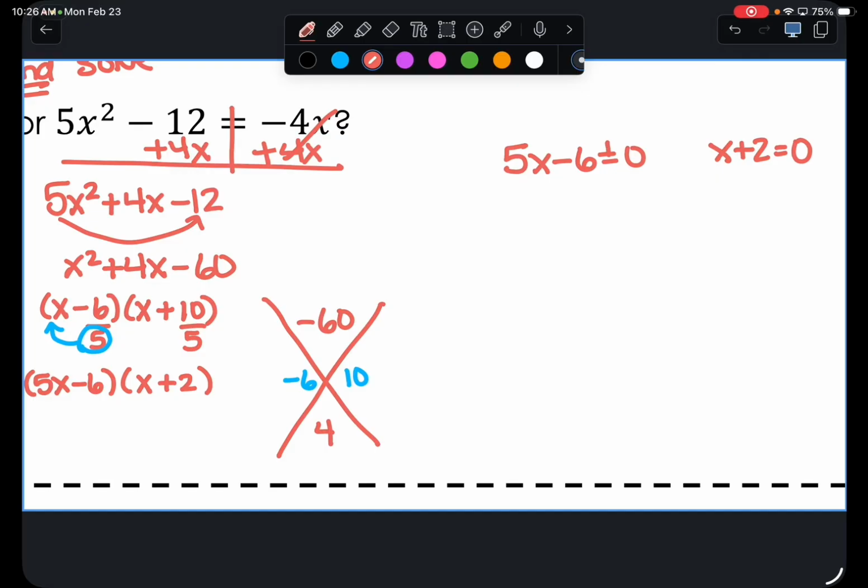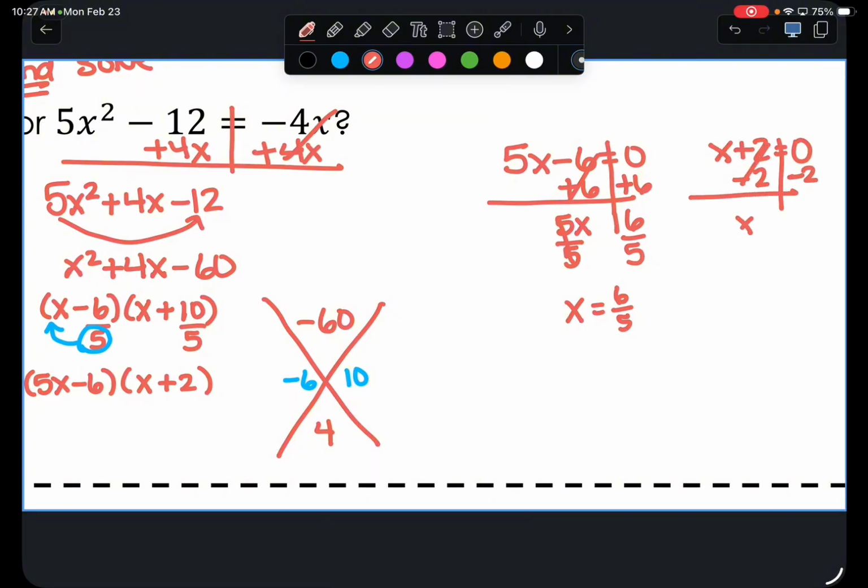First one is a two-step equation. We have two numbers on the same side as x, so that's a two-step equation. What's the first step? Add 6. And then divide by 5. So you get x is equal to 6 over 5. The second one, subtract the 2. And that's it. You get x equals negative 2. Now those are your zeros.